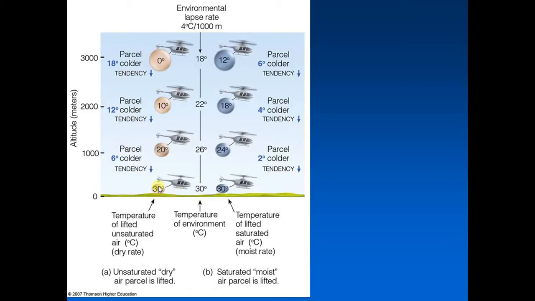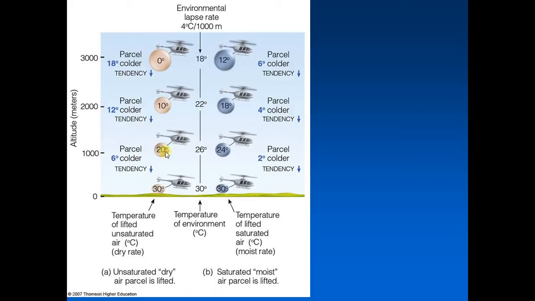Now, before the air gets rising, whether on its own or being forced up by something, the air parcel at the surface has the same temperature as the environment. So we have some warm surface air with a temperature of 30 Celsius, 86 degrees Fahrenheit. Focus on the left for now, okay? That unsaturated air parcel gets forced upward 1,000 meters. What's its temperature now? 20 Celsius, right?